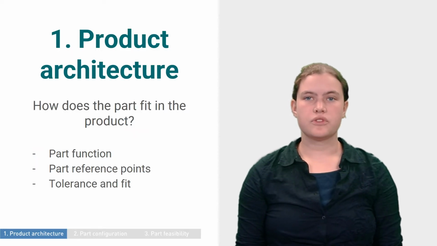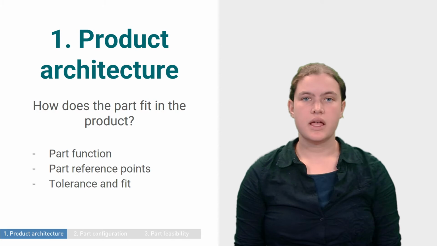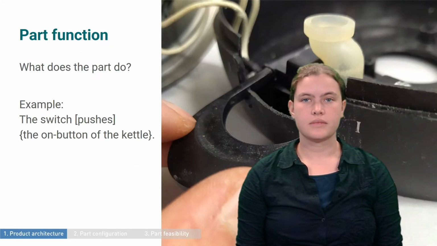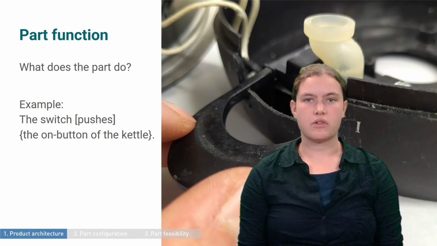Now let's move on to the product architecture. In this section we will take a look at the product function, part reference points, essential elements, and tolerance and fit. Let's start with the part function. It is important to know what the exact function of your part is. This will help you to find the most important part elements and characteristics. Try to be as specific as possible when defining your part function.